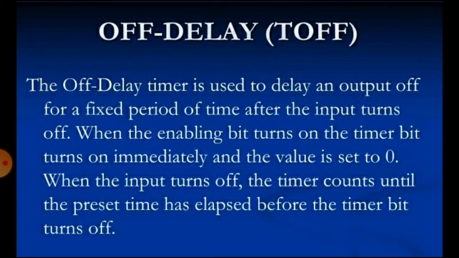The off delay timer is used to delay an output off for a fixed period of time after the input turns off. When the enabling bit turns on the timer, the timer bit turns on immediately and the value is set to 0. When the input turns off, the timer counts until the preset time has elapsed before the timer bit turns off.